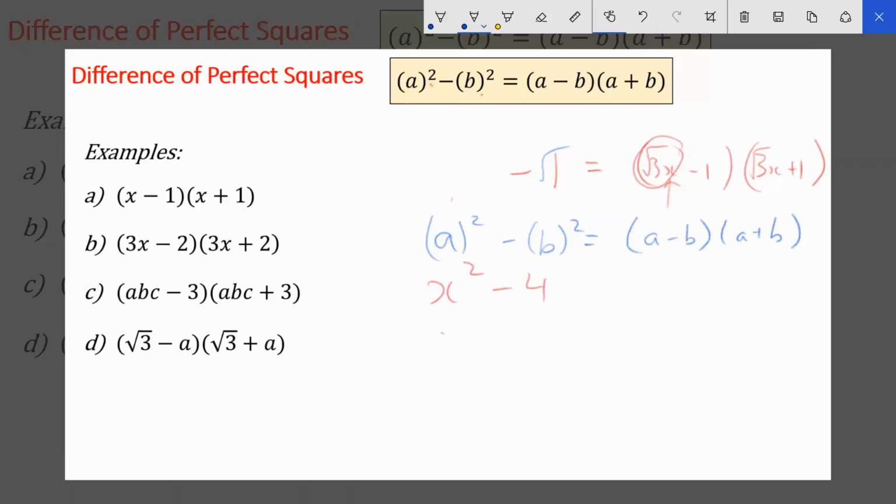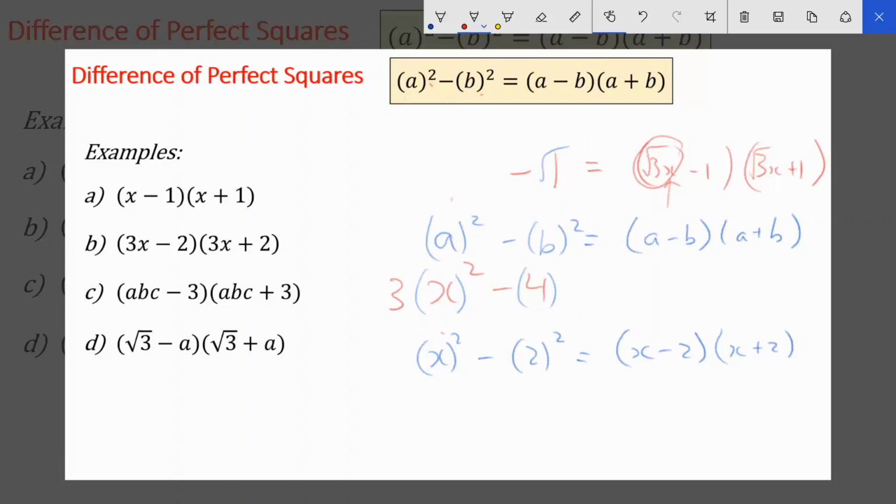What I'm trying to say is, it's nice that x is already your a because it's only one term. Your 4, that's not a squared term. That's why you wrote it as x squared minus 2 squared, and then you can write it out as x minus 2, x plus 2. Now, there's no difference if I had just changed that x and put in a 3.